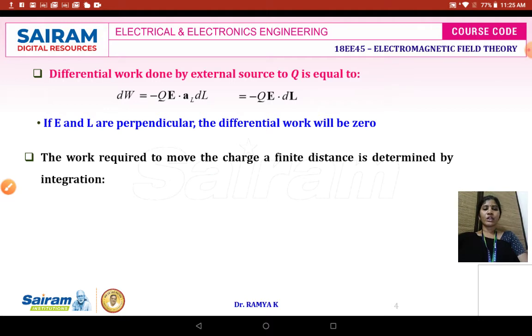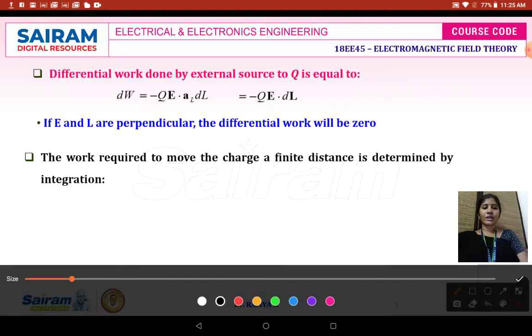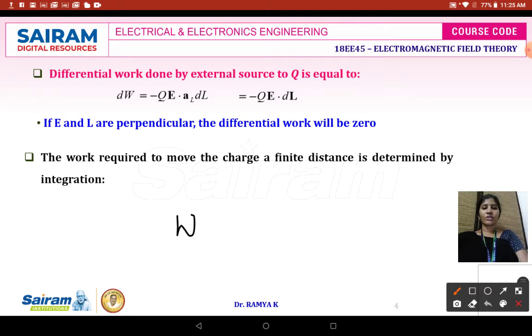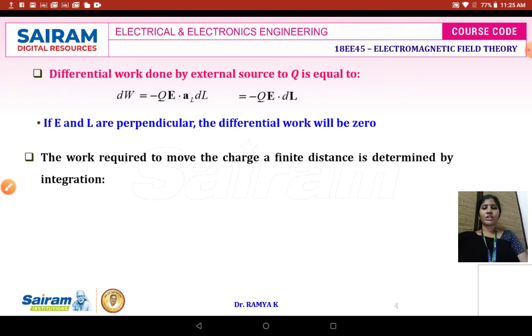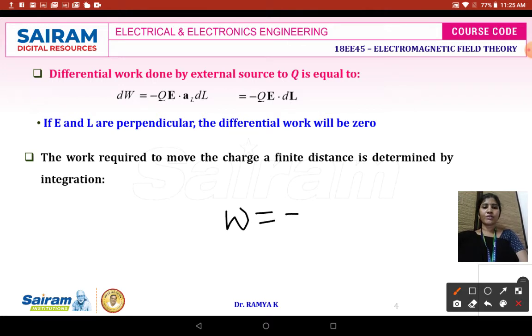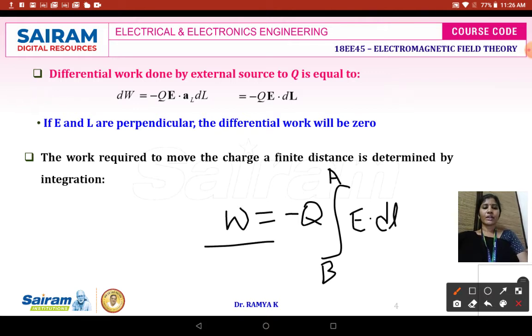Therefore, the work done can be written as W = -Q ∫ E · dl, with limits from A to B, if we want to move the charge from A to B. Suppose the point charge has to be moved from point B to A, then the work done is W = -Q ∫ E · dl, with limits from B to A. This is the work done.